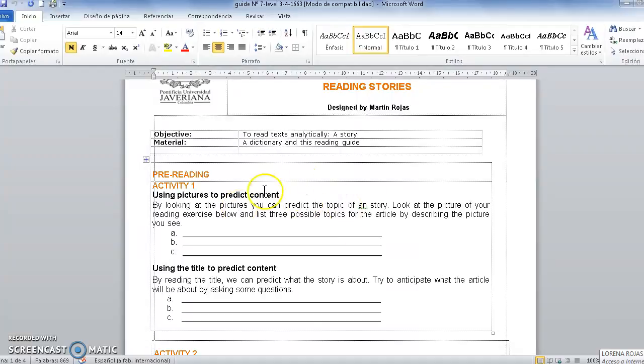The first activity. Here we will use pictures to predict content, so you're going to look at the picture and try to predict 3 types of possible content for a story.